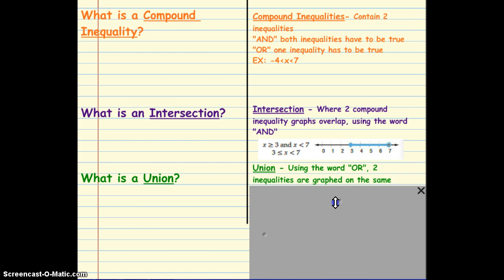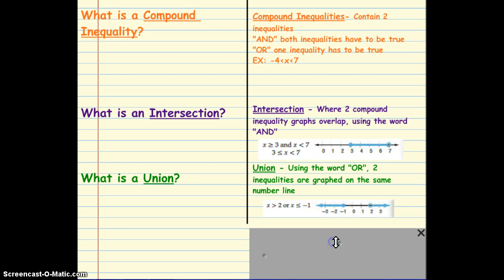A union is when we use the word "or", and two inequalities are graphed on the same number line, but it's one or the other. So if we have x is greater than 2, or x has to be less than or equal to -1, we graph both of them. So greater than 2, we'd put an open circle on 2, and greater than goes to the right. And we have less than or equal to -1, so we need a closed circle on -1 and going to the left. One of these things has to be true. That's a union.